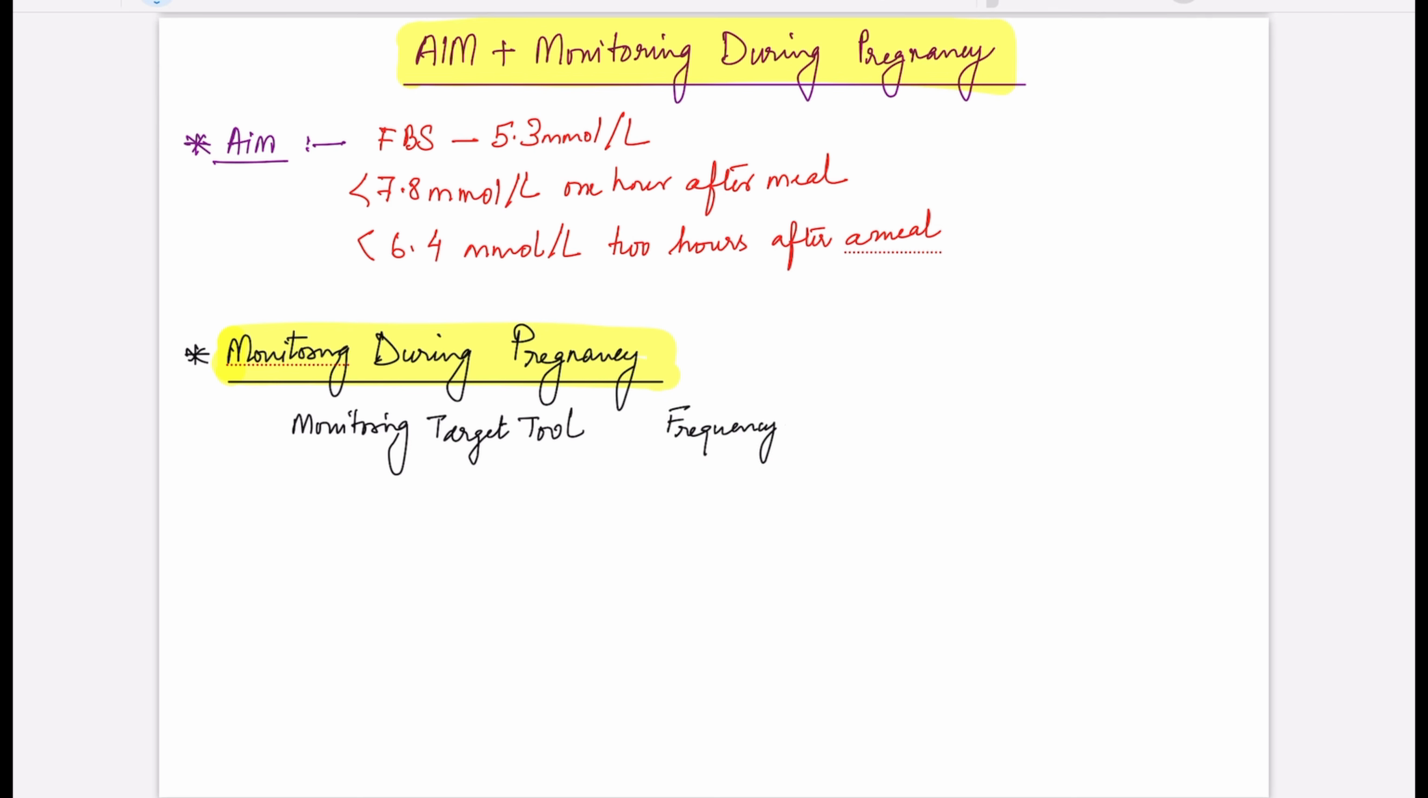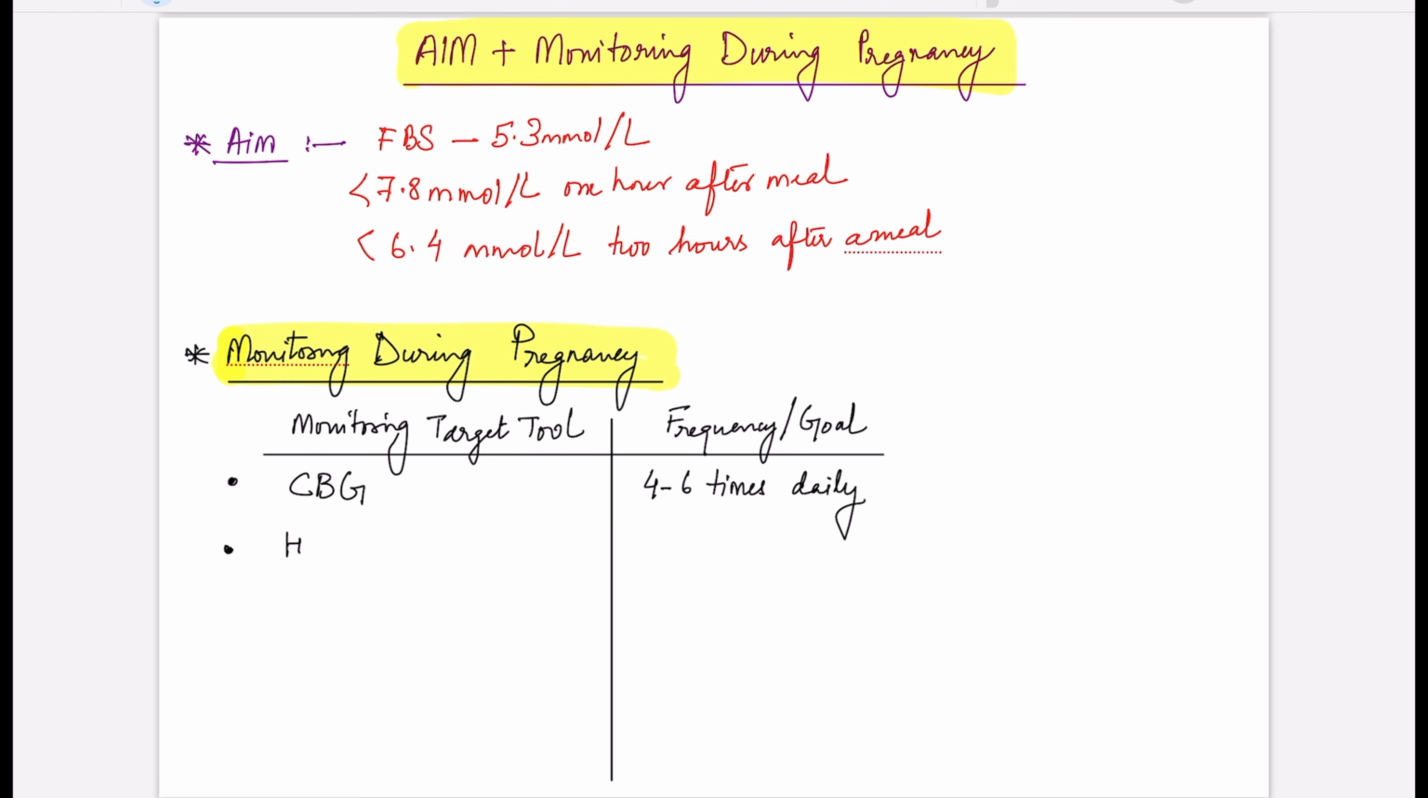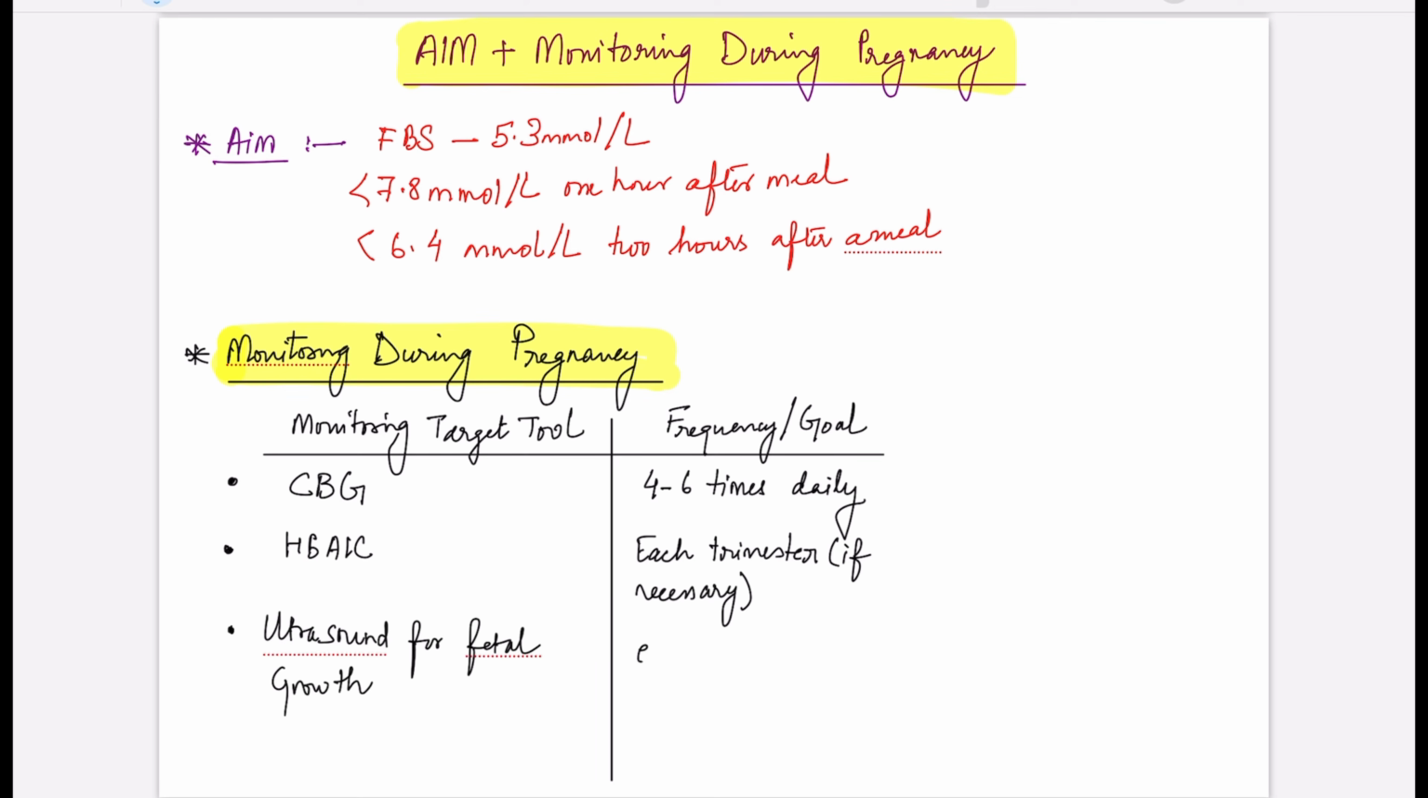So let us go through the first monitoring target tool. The first one is capillary blood glucose. Check the CBG at least 4 to 6 times daily. Also check HbA1c each trimester if it is necessary. Do the ultrasound for fetal growth. Check it every 4 weeks from 28 weeks onwards.